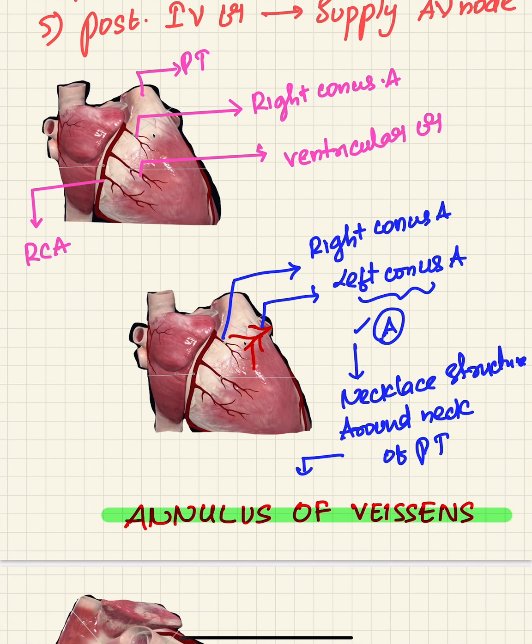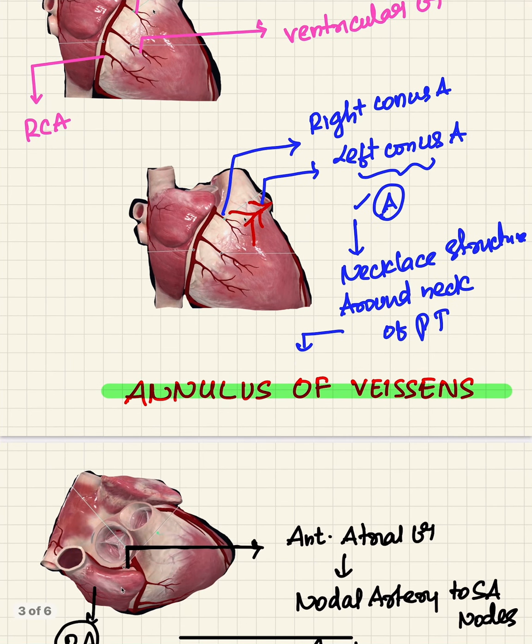This right conus artery, along with the left conus artery, a branch of the left coronary artery, anastomoses and forms a necklace-like structure around the neck of the pulmonary trunk. This is the pulmonary trunk. This is the right conus artery, and the left conus artery comes in this fashion, forming a necklace-like structure around this pulmonary trunk. This is called the annulus of Vieussens. What is the meaning of Vieussens? In Latin, Vieussens means necklace-like structure.